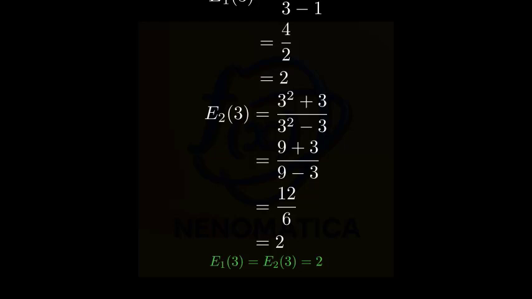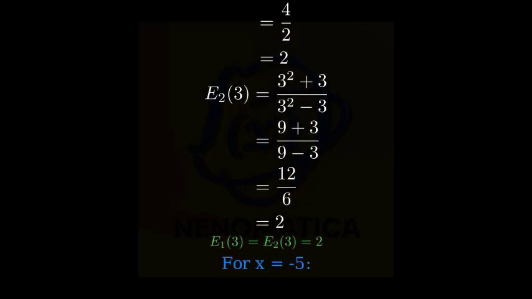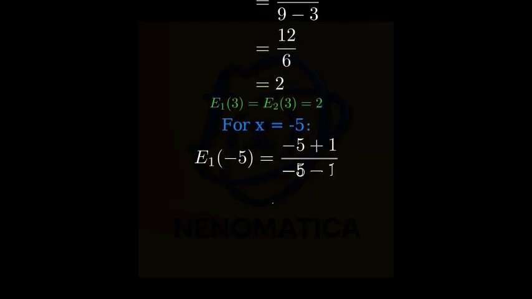Let's check another value. Now, let's evaluate both expressions when x equals negative 5. For the first expression with x equals negative 5, we calculate negative 5 plus 1 in the numerator, which is negative 4. In the denominator, we have negative 5 minus 1, which is negative 6. So we have negative 4 divided by negative 6, which gives us 2/3.